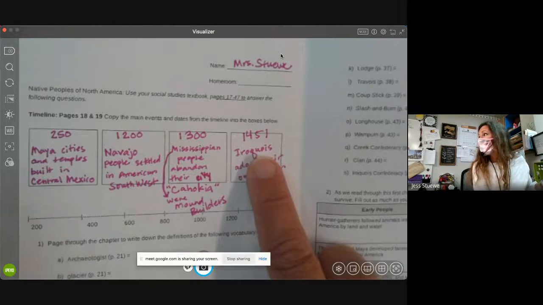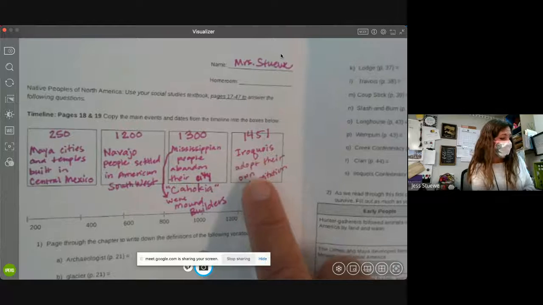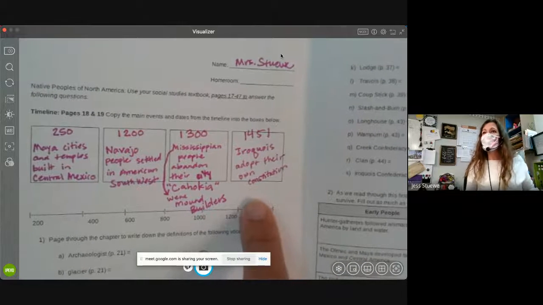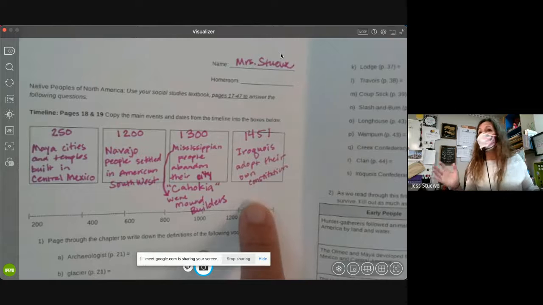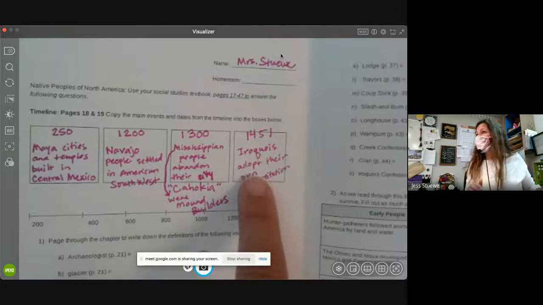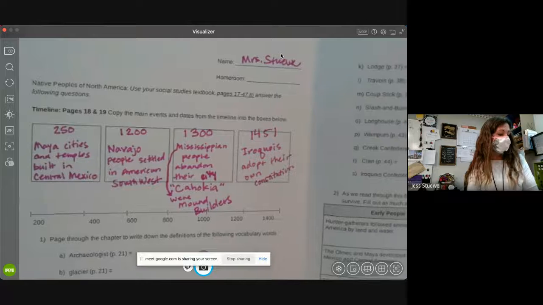We can't see it. Okay, in 1451, the Iroquois, can you say Iroquois? Iroquois adopt their own constitution. The Iroquois live on the east coast of the United States, which, of course, at this time is not the United States. The name United States didn't exist, but the mountains were there, the rivers were there, the land and the trees were growing, people lived here. And so in 1451, the Iroquois people come up with a way of ruling themselves. They adopt their own constitution.